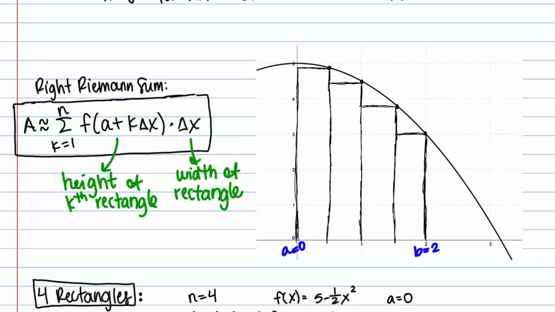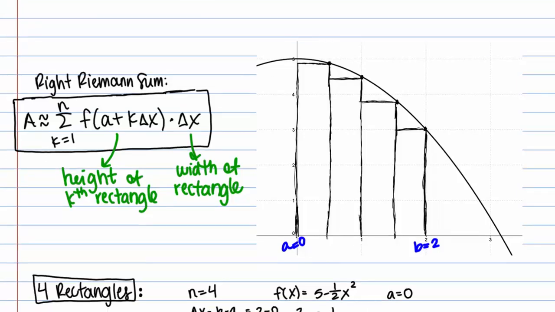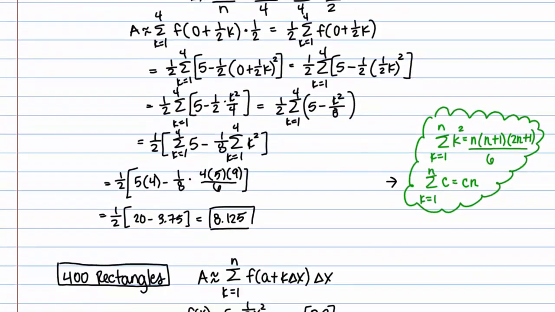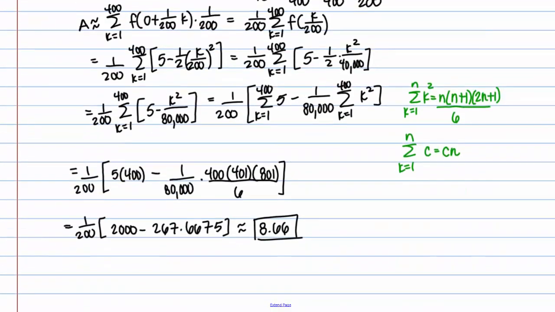So then we expect that when we use more rectangles, we get a better estimate. It should be a higher number, right? Because it was an underestimate, but it's getting better, so it should be larger. And that's what happened, right? We got 8.125, and then we got 8.66. Okay, so that's less of an underestimate, closer to the exact area.